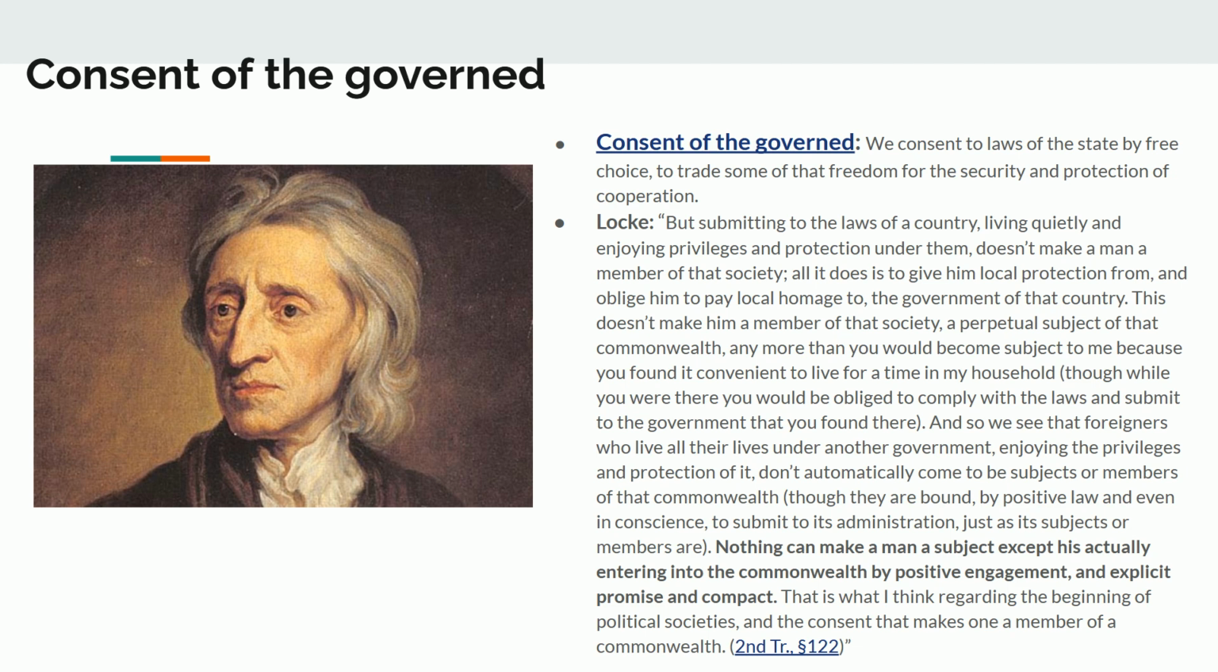So maybe I can't run around naked anymore, but I am no longer under threat from invasion, and I'm no longer under threat from wild wolves or whatever. And that trade-off, Locke thinks, is rational. So I can make a rational decision to sacrifice some of my freedoms for the sake of the protections of the state.